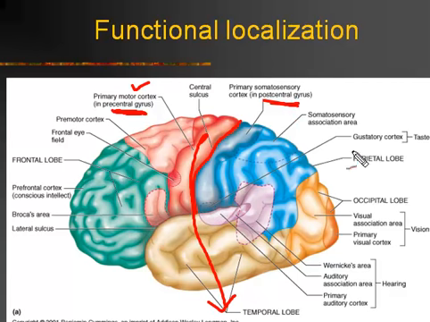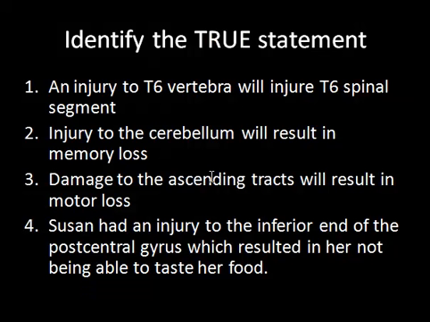And you can see here the gustatory cortex or the taste cortex, and that is present here in the parietal lobe at the inferior end of the post-central gyrus. So that statement is true. And hence, when we look at this question, the only true statement is this one. That means when she has an injury, she's not able to taste her food.